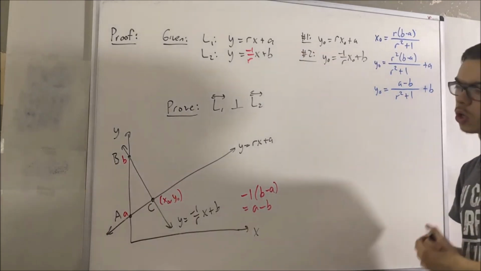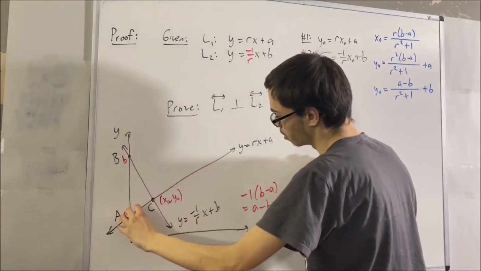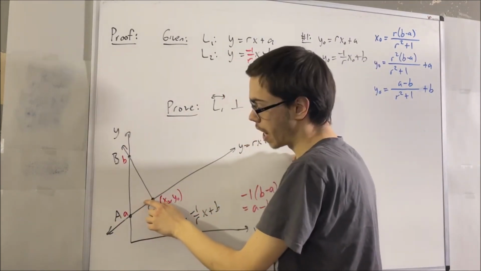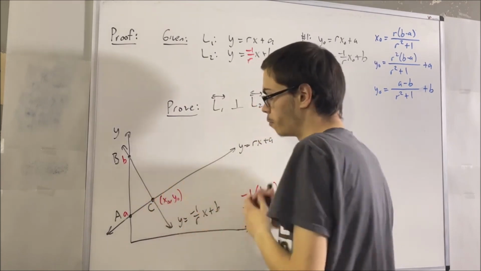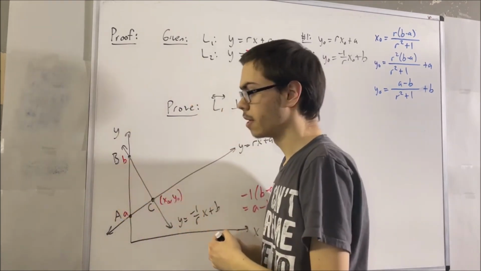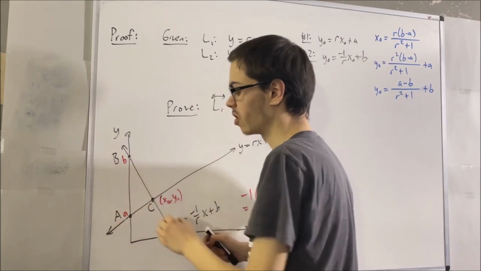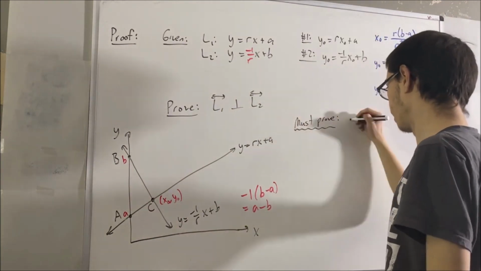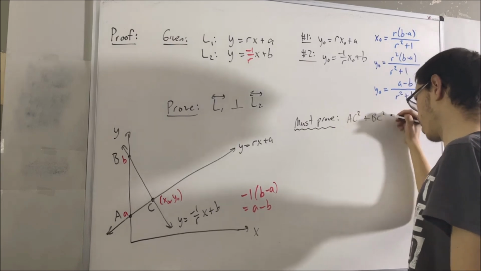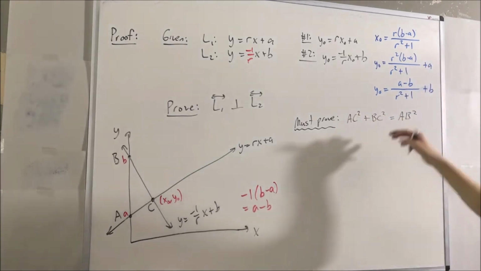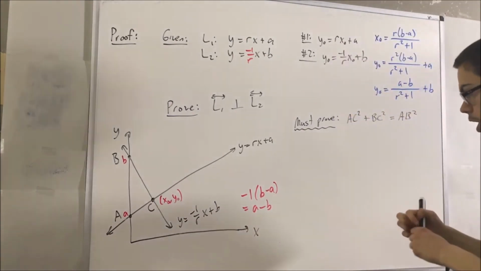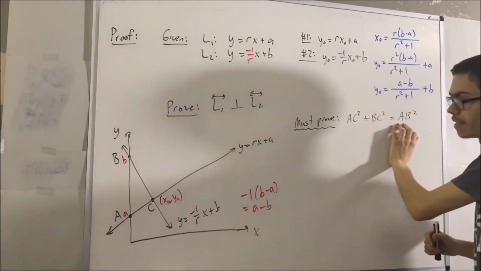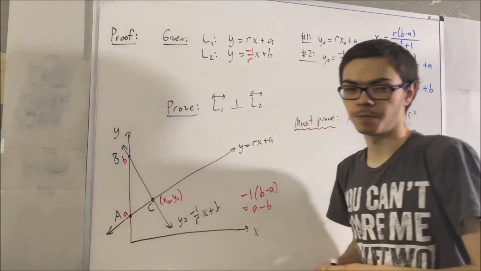So here's the goal. We need to prove that these 2 lines are perpendicular. Well, we can do that if we can prove that this angle is a right angle. And we can prove that this angle is a right angle if we can prove that this triangle is a right triangle. And we can prove that this triangle is a right triangle by proving what we must prove is that AC squared plus BC squared equals AB squared. In other words, we need to prove that this triangle obeys the Pythagorean theorem. We need to prove that it obeys this relationship between its side lengths. If we can do this, then that means that the triangle is a right triangle.